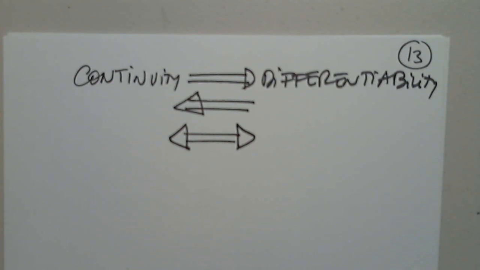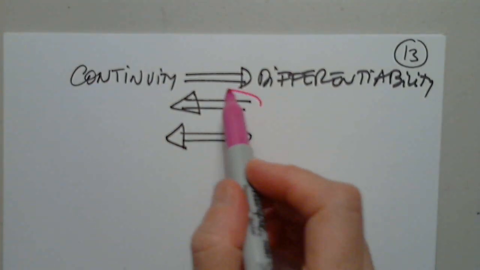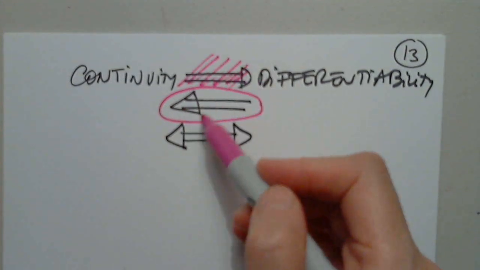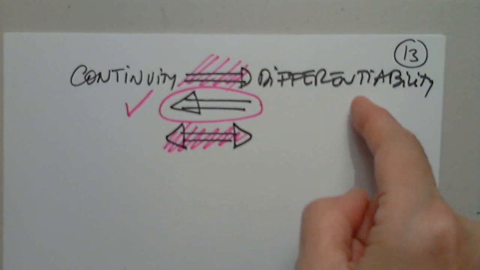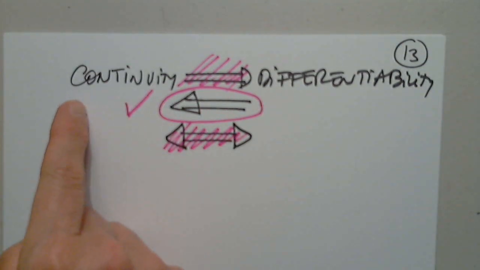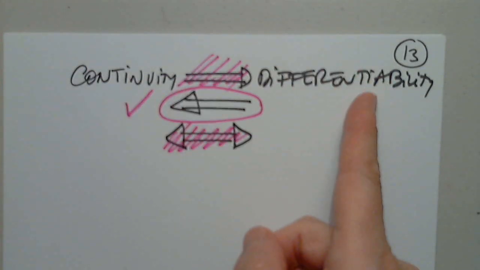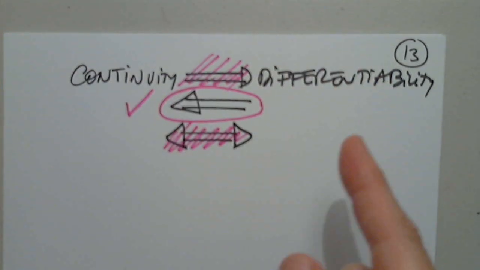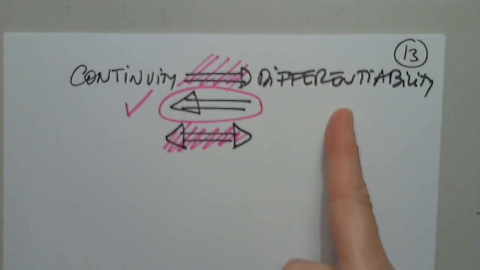If differentiability only implies continuity? Absolutely. This is false. If a function is differentiable everywhere, it must be continuous everywhere. If a function is continuous everywhere, it cannot necessarily be differentiable. If a function is continuous, it may not be differentiable.